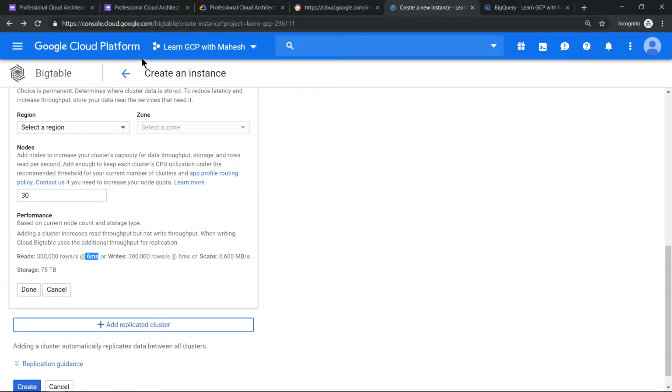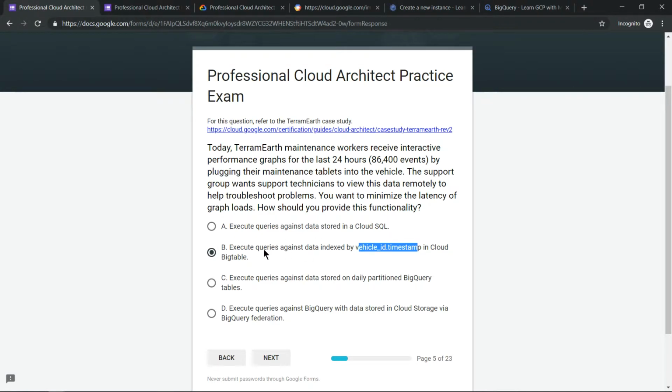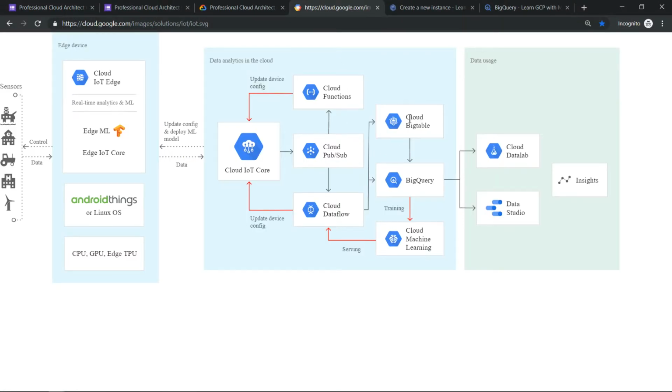So it gives you such low latency, and that could be a choice. That's what I feel here, because they have mentioned they want to minimize the latency. So option B could be a good choice. Even though during our part 4 video we thought Bigtable could not be a good choice, this time because they are asking for low latency, it could be a choice.